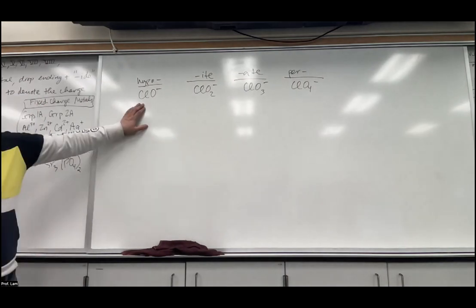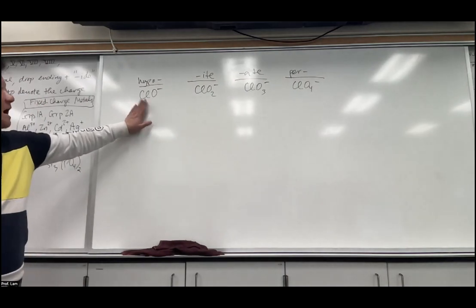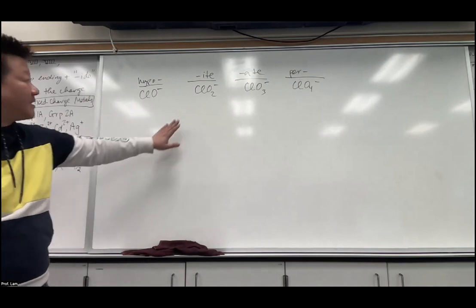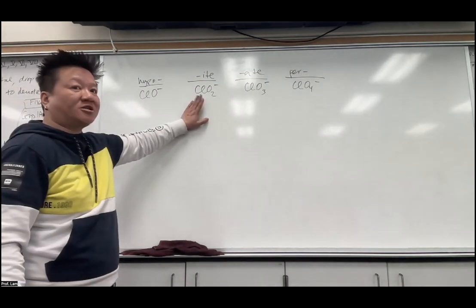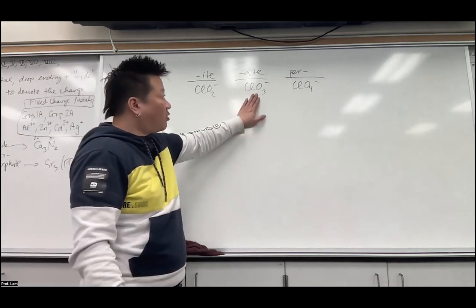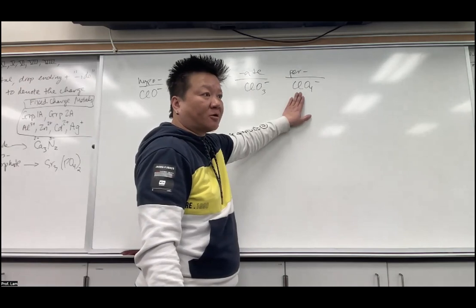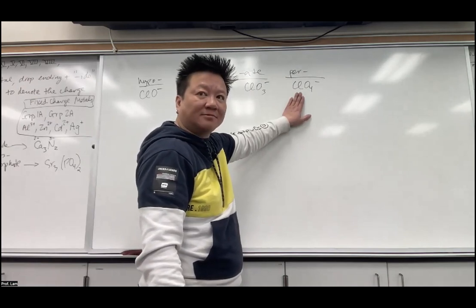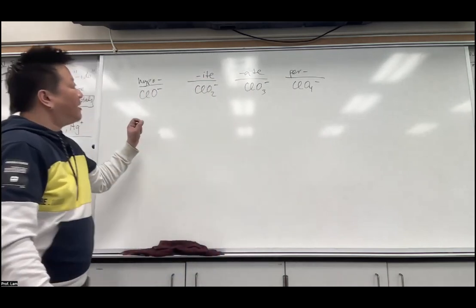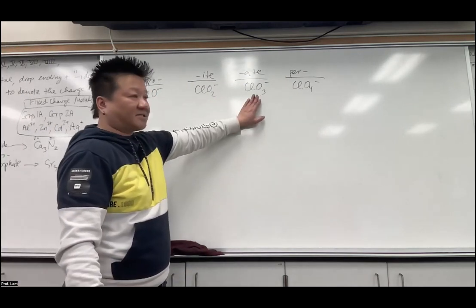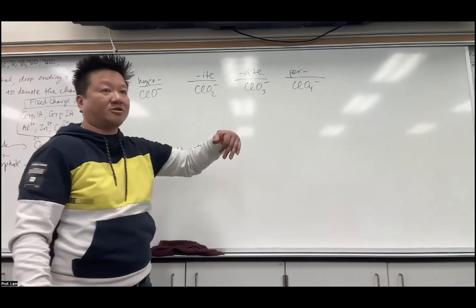Okay, so which one is this called? Hypochlorite. Okay, you see? Then this one, with one more oxygen, is just chlorite. One more oxygen is chlorate, and one more oxygen is perchlorate. You guys see that? Okay, that's how the naming goes. So what separates these prefixes and suffixes is just one more oxygen.